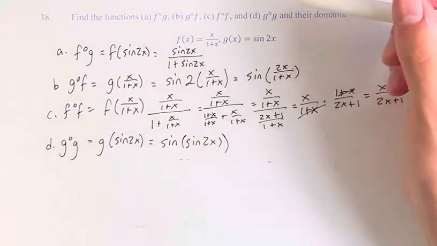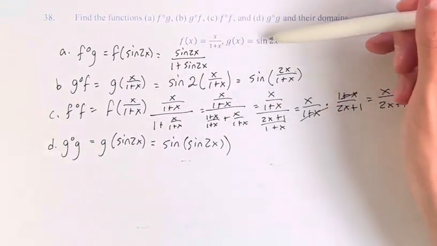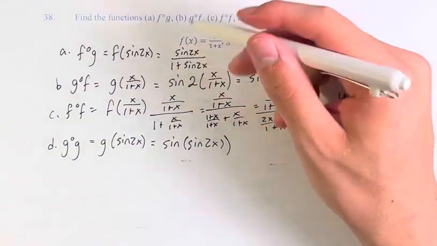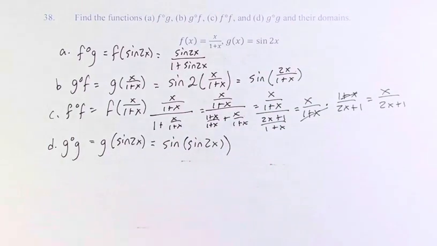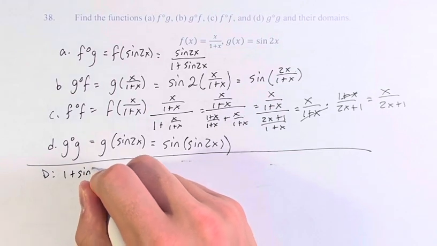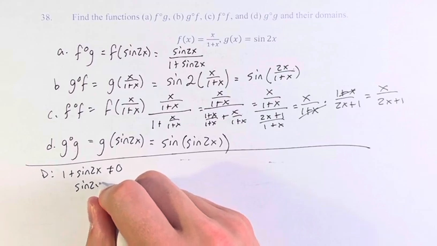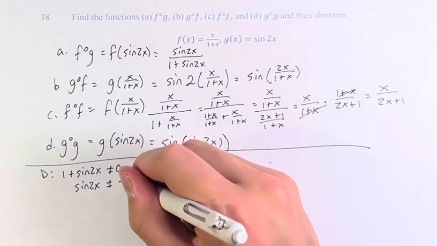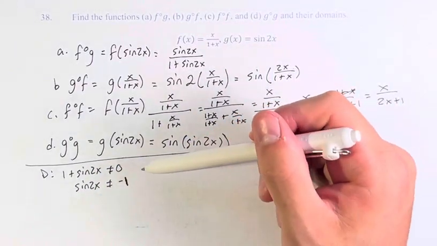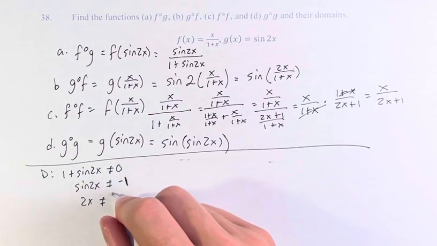So the only restrictions on these functions are denominators being equal to 0, because the sine function can take any value. So here, for the domains, 1 plus the sine of 2x cannot be equal to 0. Therefore, the sine of 2x cannot be equal to -1. And we have to think about for what value does the sine of x equal -1. Therefore, this 2x cannot be equal to 3 pi over 2.